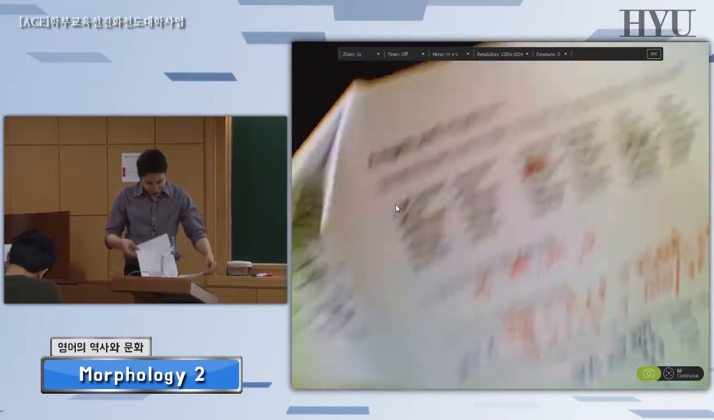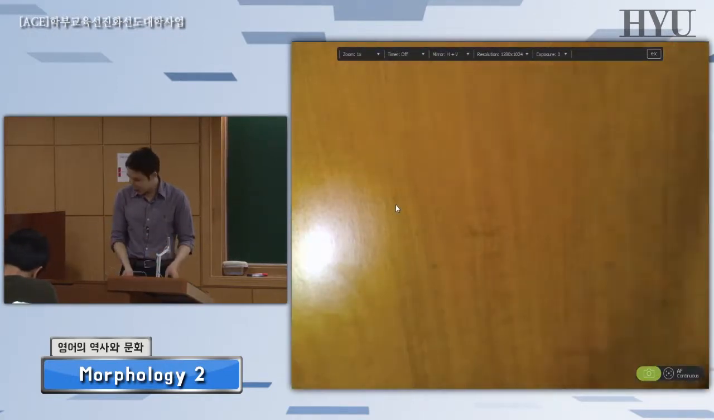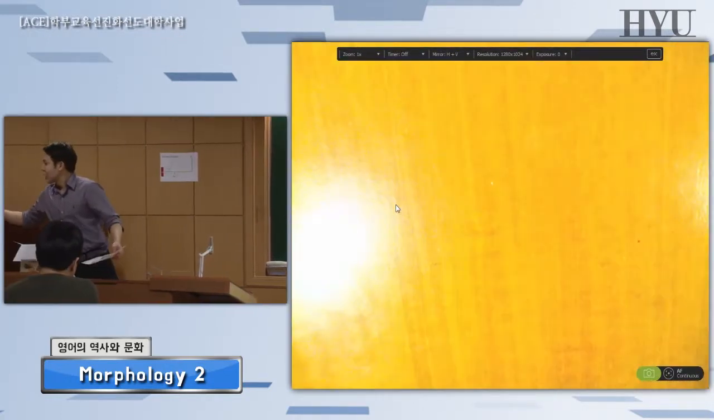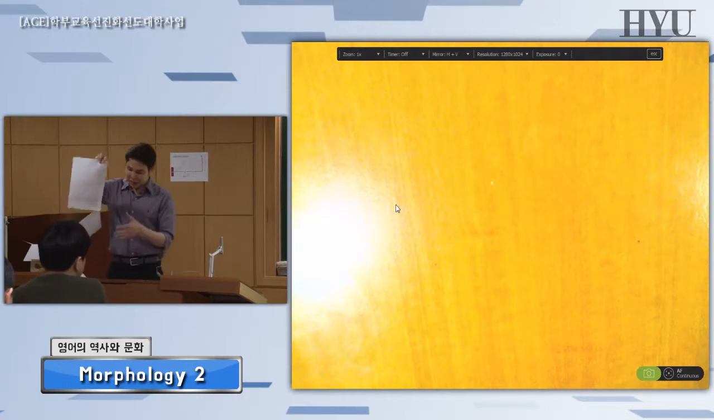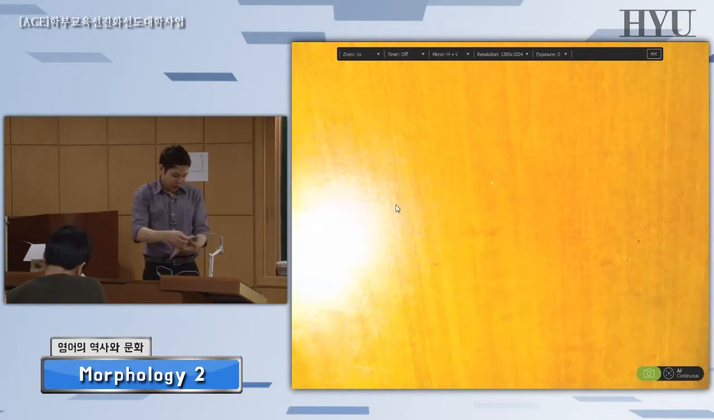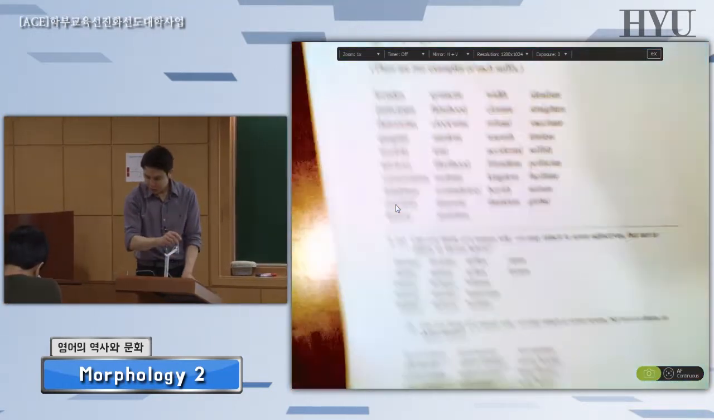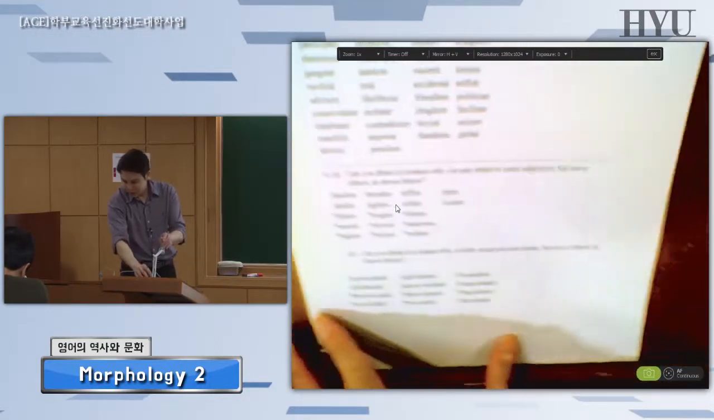Now, so far so good. Let's look at the second page of this handout. The second page is more difficult. We'll focus on number 4.